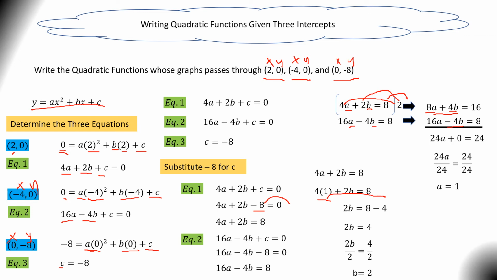Ano po? May value na tayo ng c, which is negative 8. A is equal to positive 1. And b is equal to positive 2. So, ayun na po. By using the function, f of x is equal to ax squared plus bx plus c for general form, substitute all the values of a, b, and c. Ayan po. x squared plus 2x minus 8. A is 1, 1 times x squared is x squared. B is 2 times x, 2x. Then c is negative 8. Ayan na po ang ating quadratic function.